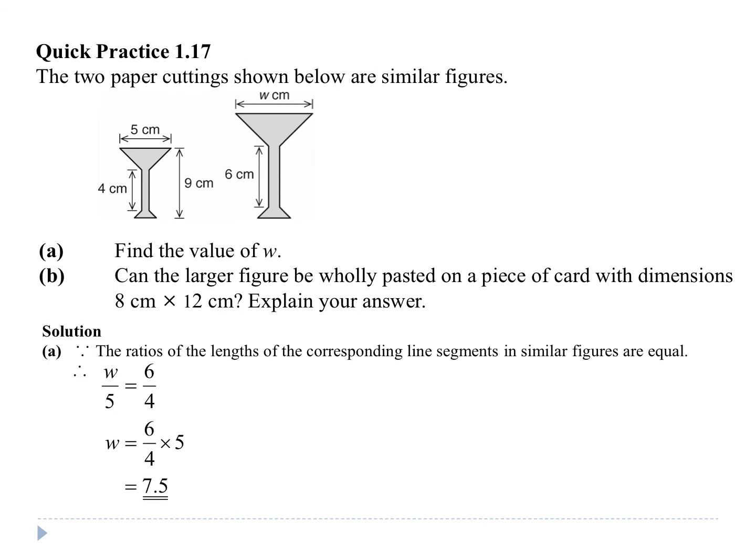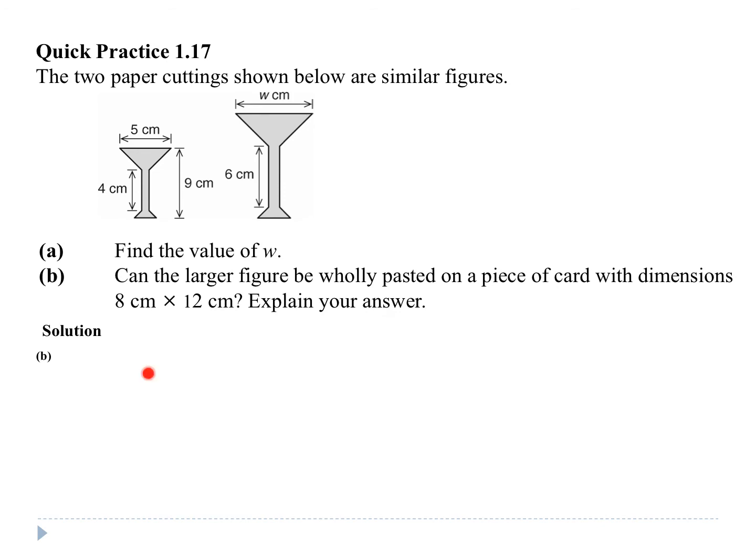For part A, we know that the ratios of the lengths in similar figures are equal. So this length over this length equals this length over this length. So W over 5 equals 6 over 4. We get W equals 7.5 here. Then about part B, this is 7.5. Okay, it can fit this 8 cm.